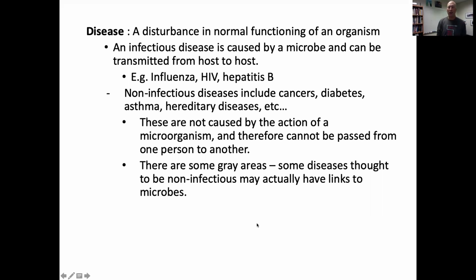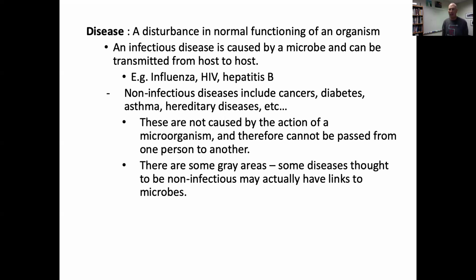So the first thing we should talk about is what is the definition of disease? And how is an infectious disease different than other diseases? So a disease is a disturbance in the normal functioning of an organism, right? So something is going physiologically wrong with the organism. And this is not due to physical damage. This is due to the actions of some kind of physiological disorder.